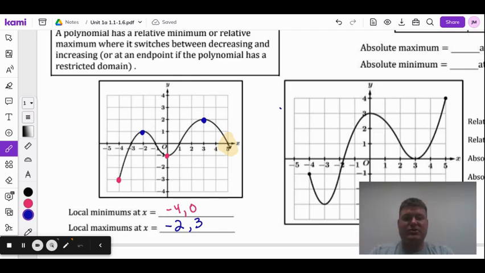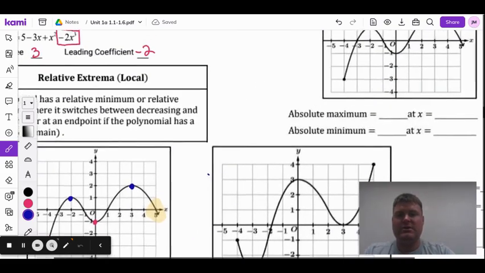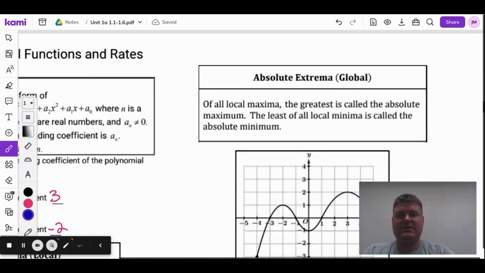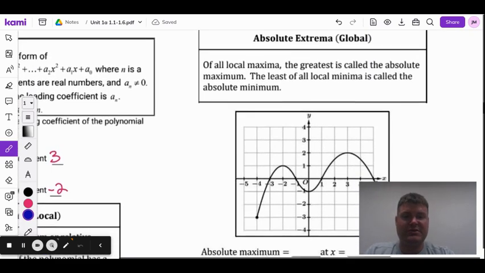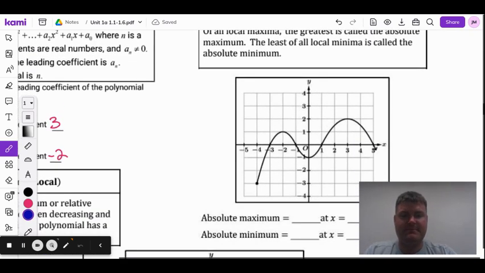There is no relative extrema there because it's not an endpoint. It's an arrow, so it continues. Okay, so that's the local stuff. Let's get to the absolute extrema, also known as global extrema.